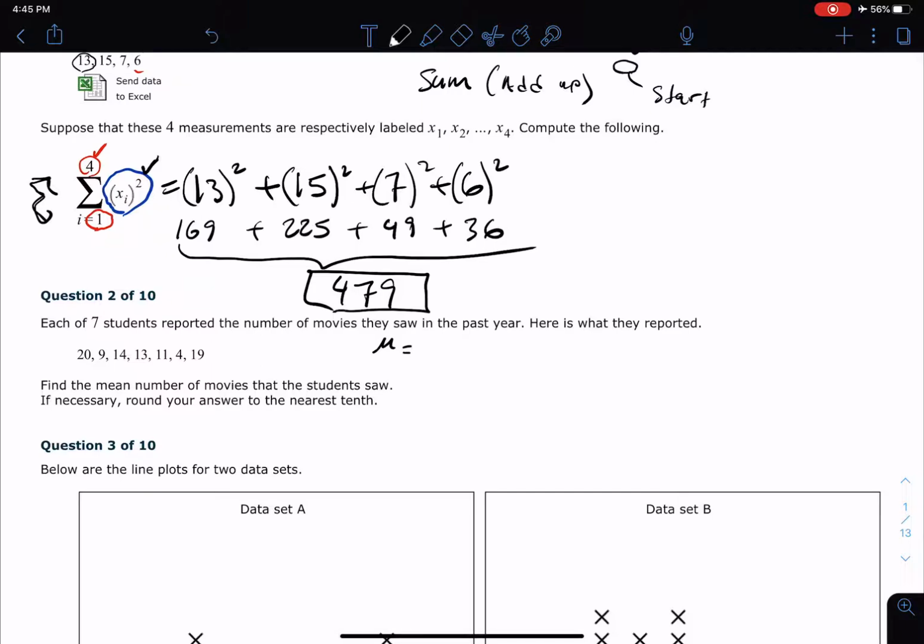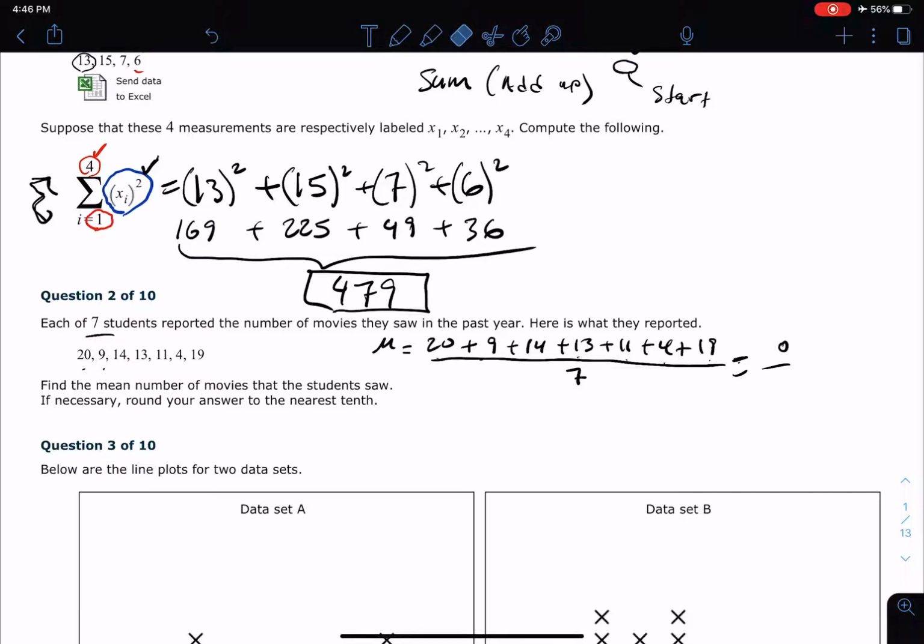So they're asking us to find the mean. So how do you find the mean? You add up all those data points, 20 plus 9 plus 14 plus 13 plus 11 plus 4 plus 19. 1, 2, 3, 4, 5, 6, 7. They said 7 students, so I feel pretty good about that. Divide by 7. And this gives us 90.